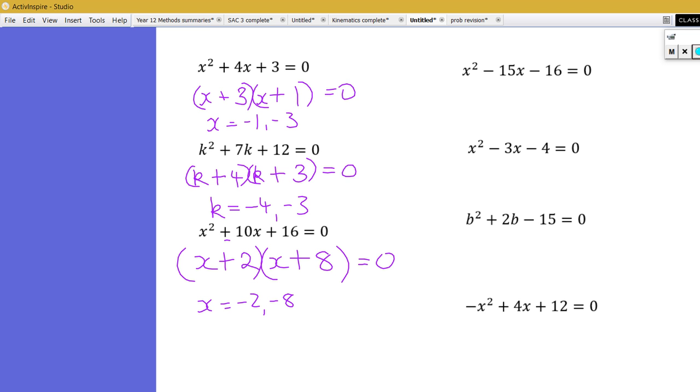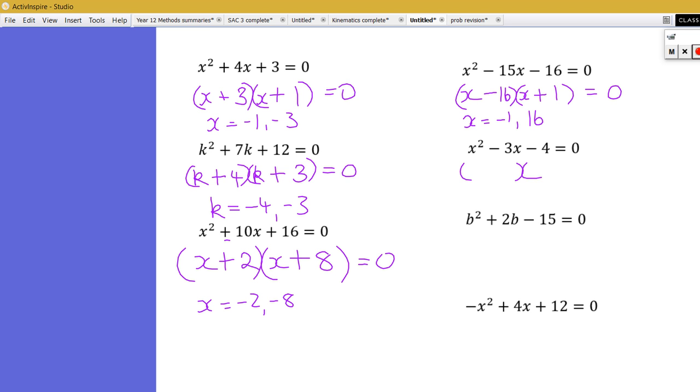This next batch don't end in a plus, these first couple. So we know the two numbers we're looking for, the difference between them has to be 15. So it must be 16 and 1, and the first sign is a negative. It tells us the bigger number has to be negative. So x equals -1 and 16.